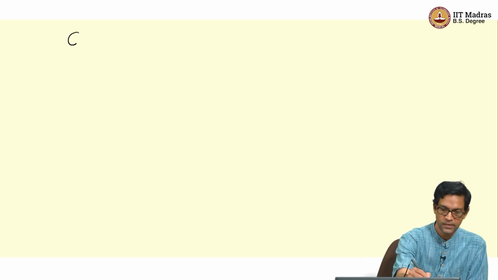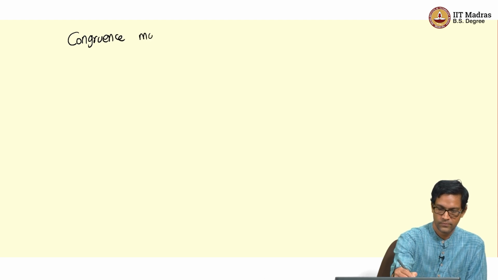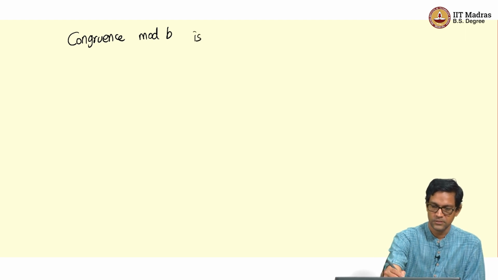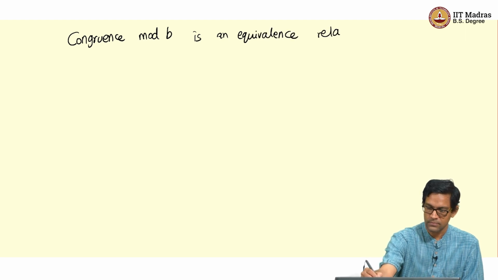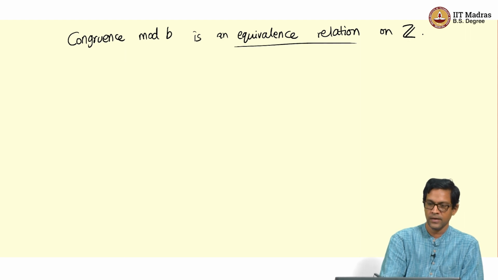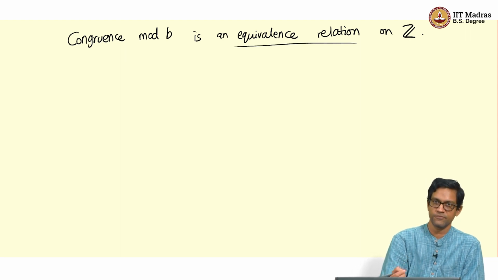Congruence modulo B is an equivalence relation. For any choice of B, this is an equivalence relation on the set of integers. Recall, equivalence relation just means you had to show three properties: that it is reflexive, symmetric and transitive, and all three just follow from the original definition that we gave of what congruence was.